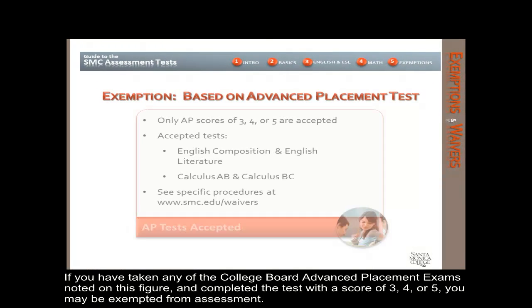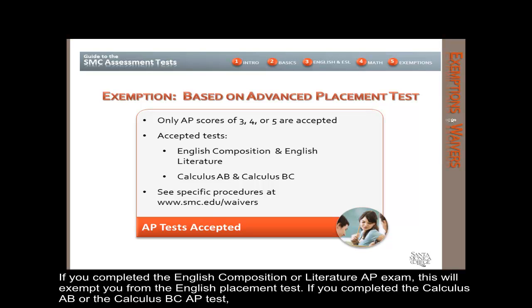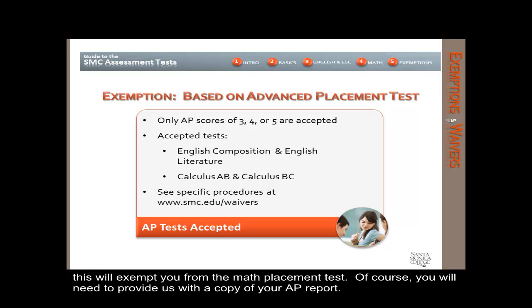If you have taken any of the College Board Advanced Placement exams noted on this figure and completed the test with a score of 3, 4, or 5, you may be exempted from assessment. If you completed the English Composition or Literature AP exam, this will exempt you from the English Placement Test. If you completed the Calculus AB or the Calculus BC AP test, this will exempt you from the Math Placement Test. Of course, you will need to provide us with a copy of your AP report.